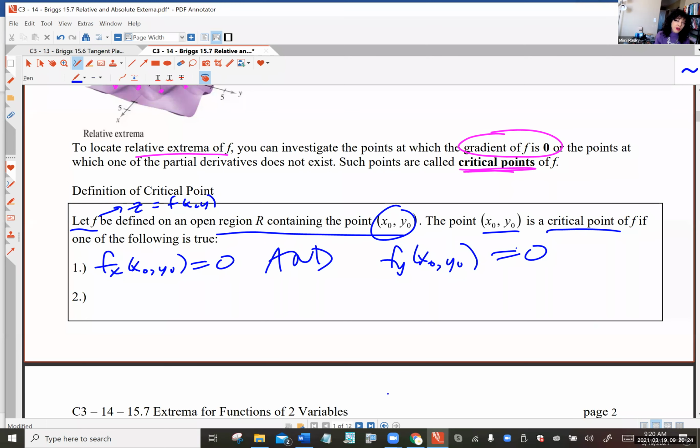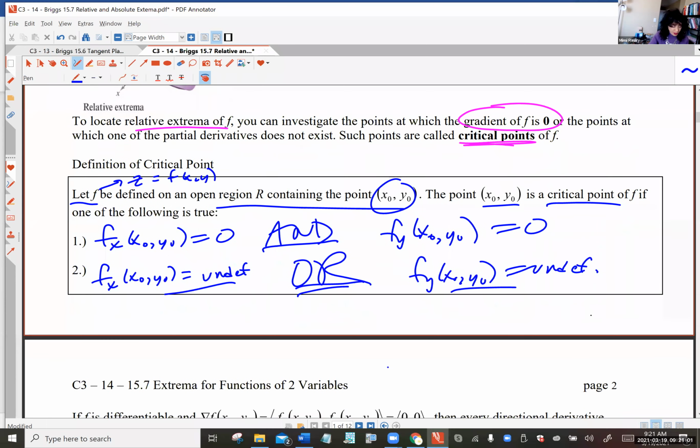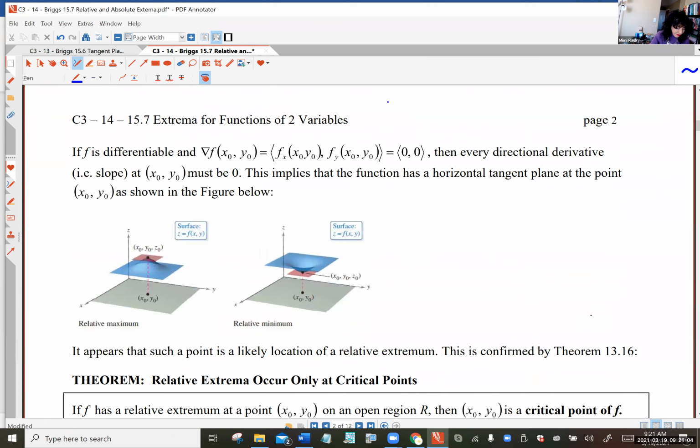Now, the other way you can have a critical point is if your first partial evaluated at the point is undefined, or the other partial evaluated at that point is undefined. So the undefined is an either-or proposition, which is different from an and. If you take computer code, you know that an and is definitely different from an or statement. You need both the operands to be true for the overall statement to be true, and with an or statement, you just need one or the other to be true, or both. So here's a picture.